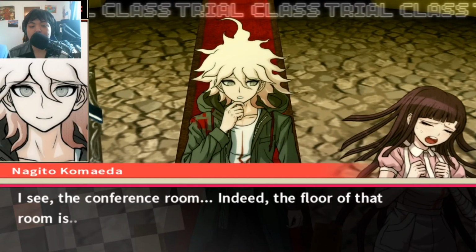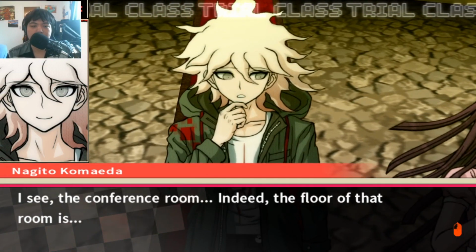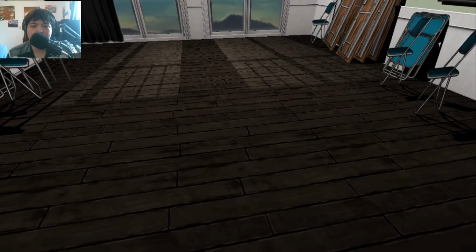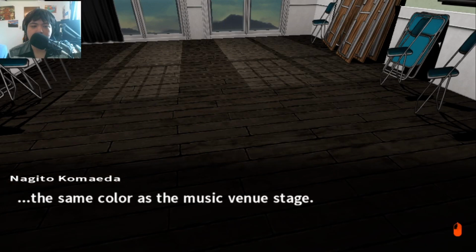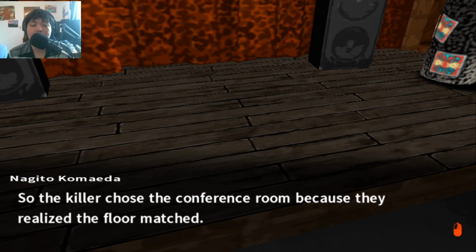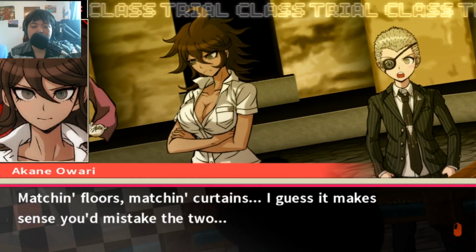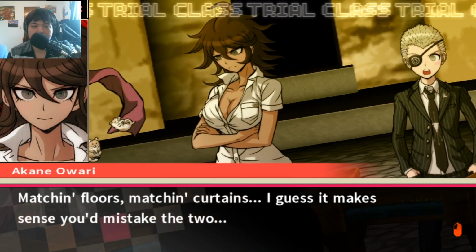I see. The conference room. Indeed, the floor of that room is the same color as the music venue stage. The killer chose the conference room because they realized the floors match. I see. Even the stage itself matches the floor of the conference room. Matching floors, matching curtains. I guess it makes sense to mistake the two.